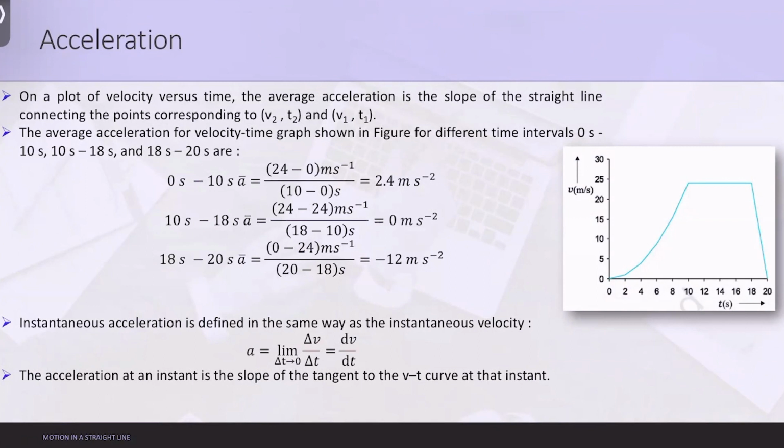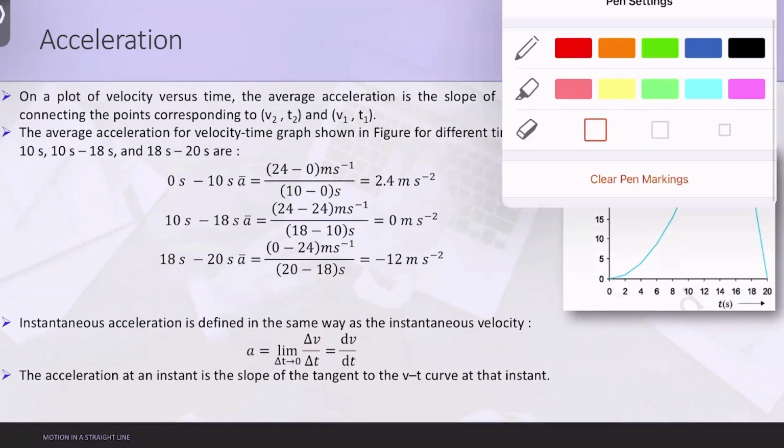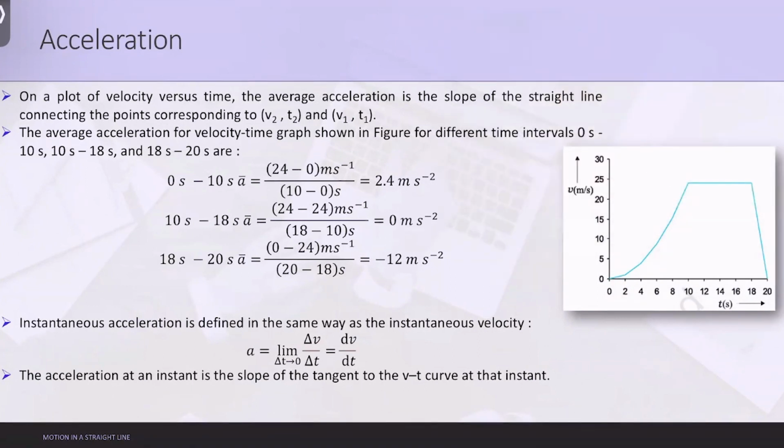Let's move on. Okay, so on a plot of velocity versus time, the average acceleration is the slope of the straight line connecting the points corresponding to v2, t2 and v1, t1. Please remember again that we try to depict it using a graph. So they are just saying that on a plot, let us say we are making a plot. Which plot are they saying? It's a velocity versus time plot.